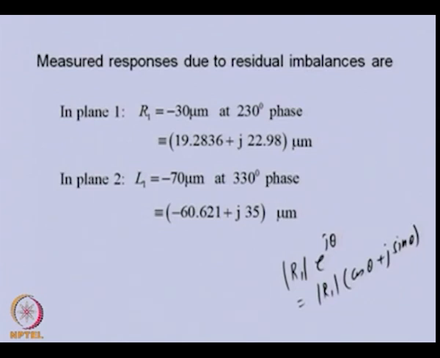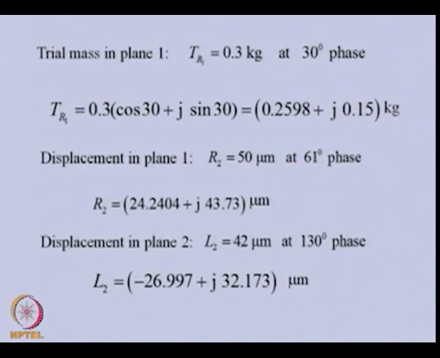Once we have converted this information to the complex form, now for the trial mass that we kept in plane 1, this is the trial mass information. This we can again convert into the complex form. The displacement corresponding to this in plane 1 is this much, and we can convert that into a complex form. Then the displacement in plane 2 is this much, and this we can also convert into the complex form.